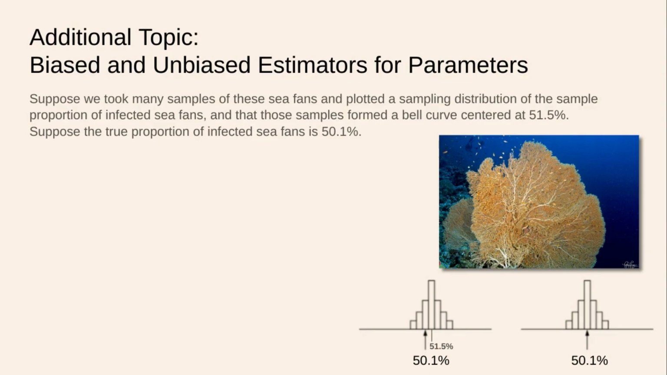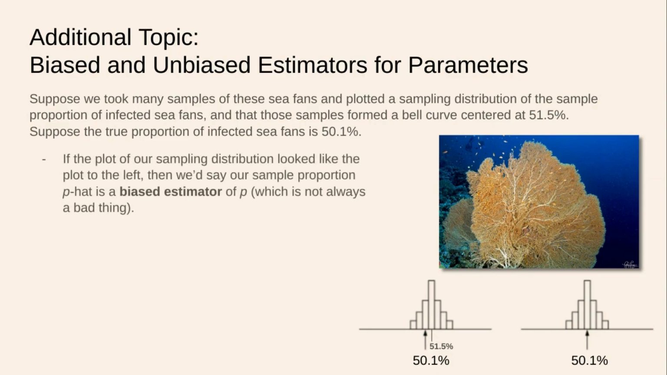50.1%. Now, to be clear, we're referring to this distribution to the left over here. We have a bell curve centered at 51.5%, but this bold arrow points to what the true population proportion is. If the plot of our sampling distribution looked like the plot to the left, which I just pointed to, then we'd say our sample proportion is a biased estimator of the population proportion.